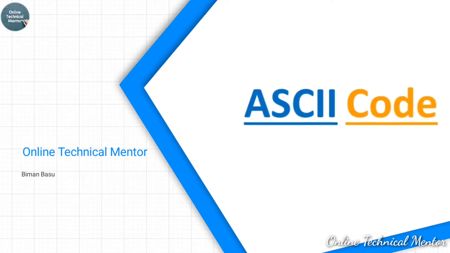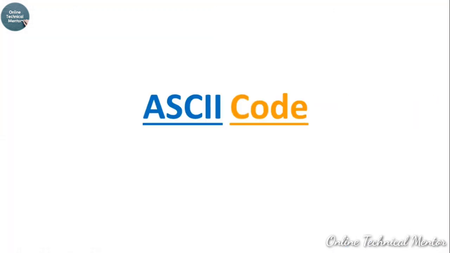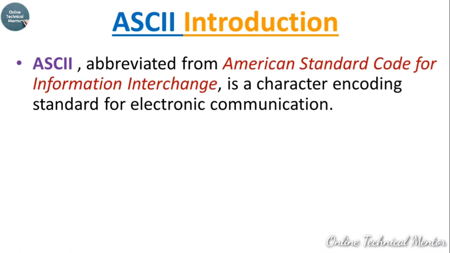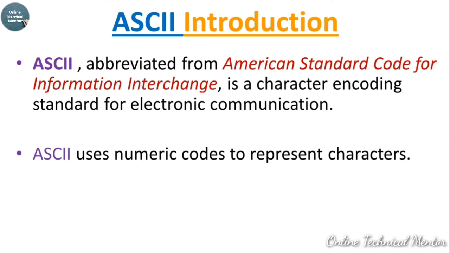Commonly used computer codes are BCD, EBCDIC, ASCII, etc. So let's discuss the ASCII code in this video. ASCII, abbreviated from American Standard Code for Information Interchange, is a character encoding standard for electronic communication. ASCII uses numeric code to represent characters.